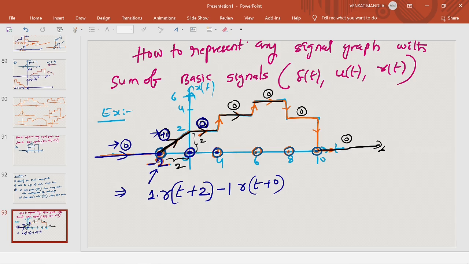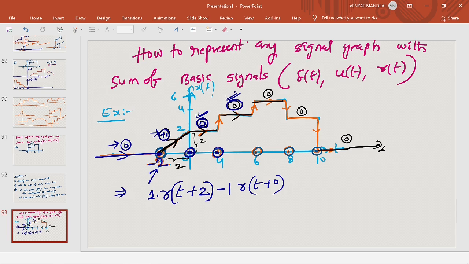And at t equal to 4, next signal change point. So at t equal to 4, we have to calculate the slope difference. Here the final slope is 0. This is the final slope, and the initial slope is also 0. 0 minus 0, 0. So there is no slope difference. So if slope difference is not there, then you have step exist.